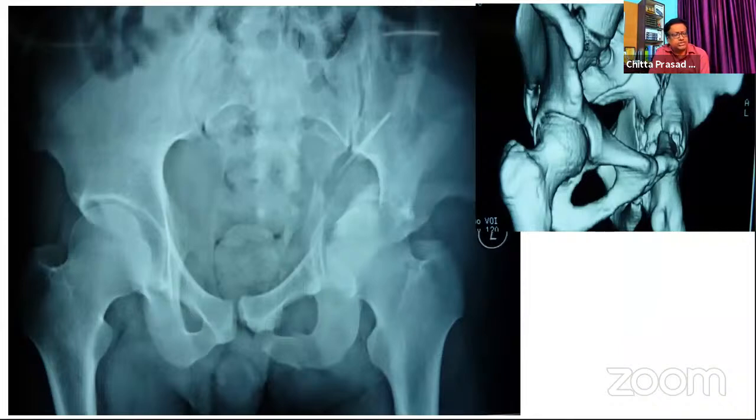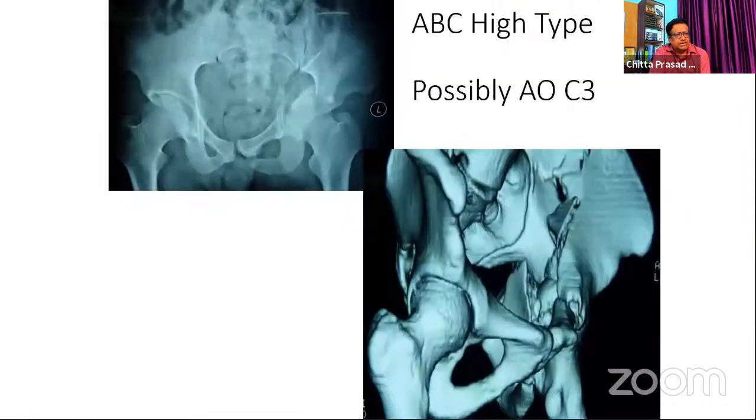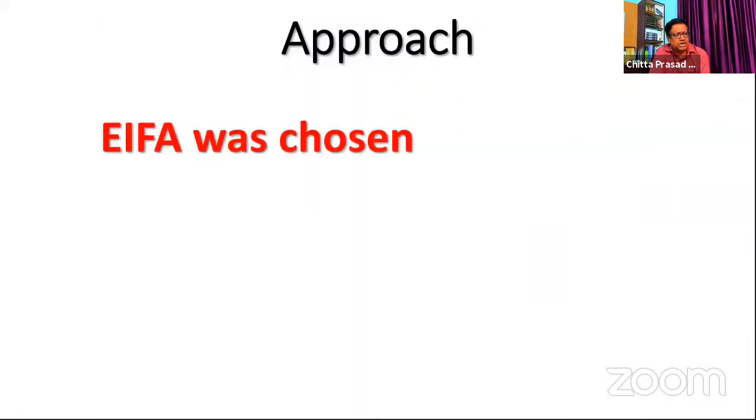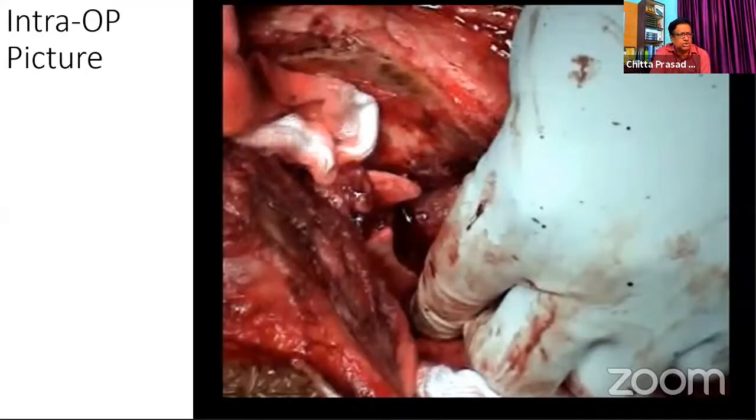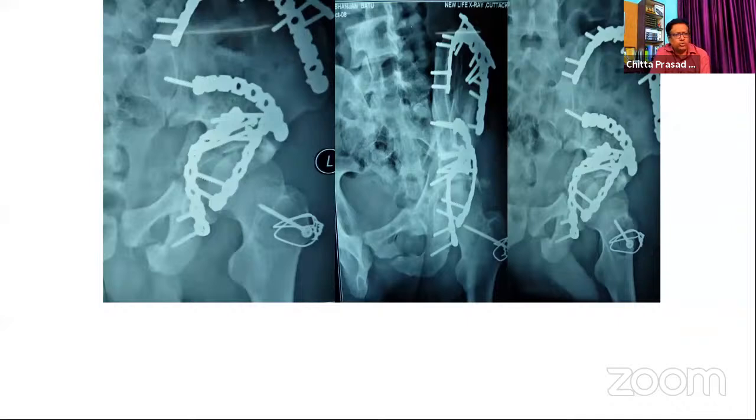Absolutely, the head is dislocated medially and the dome fragment is lying loose. And these are the CT scan pictures. And this was straight away an external iliofemoral approach. This was the approach which was used, and this is how we focused on the dome. We got the dome reconstructed immediate post-op.